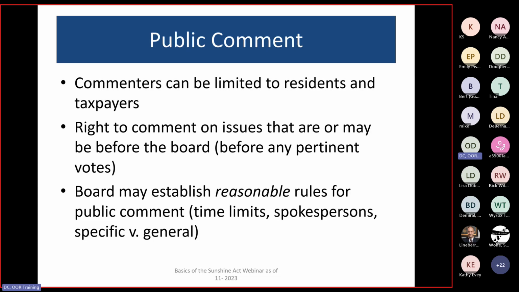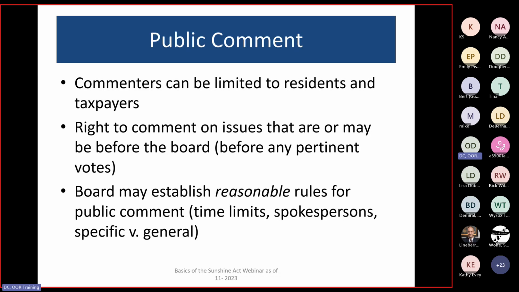And then there's another practice that many boards have adopted. It's specific versus general comment period. You've got a hot button issue you're going to vote on tonight. A lot of people showed up. So prior to the vote, you have a specific comment period where you say, we're going to allow public comment, but we want that comment to be only about what it is we're voting on.